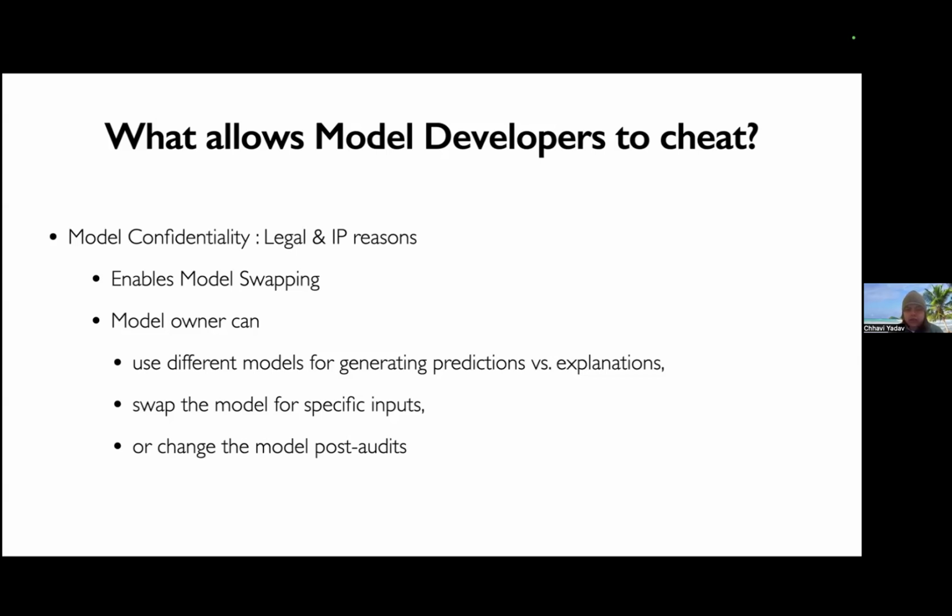In the auditing process, it might be found that the model is fair, but nothing stops them from changing the model post audits. And for the first two cases, I forgot to mention, there is also literature which shows that this can be done adversarially without being caught. So models can be changed for specific races, or different models can be used to generate predictions versus explanations, without being caught by auditors.